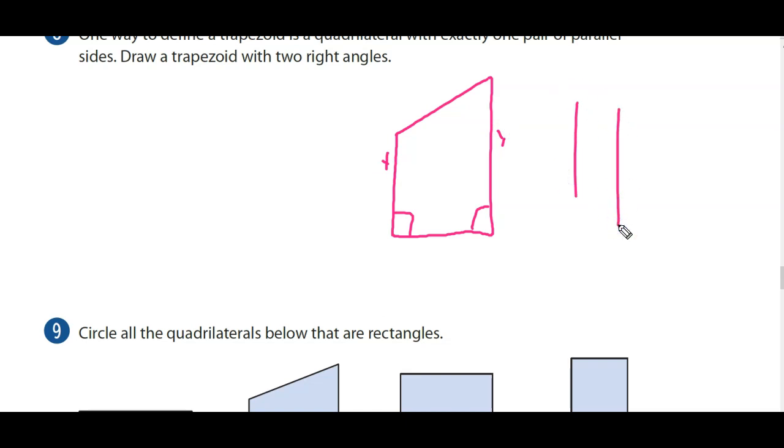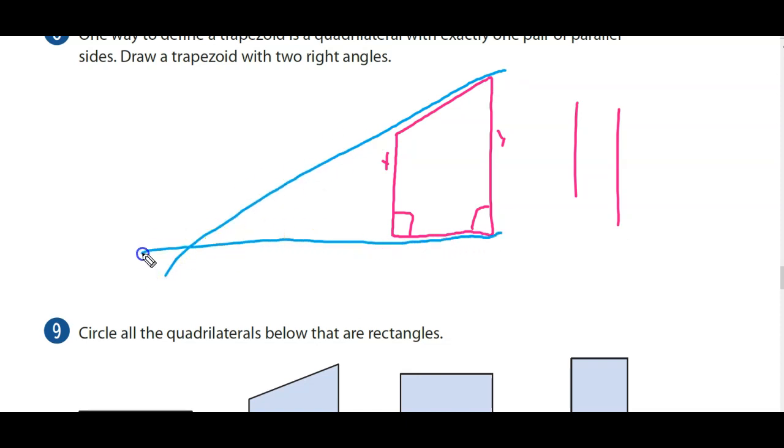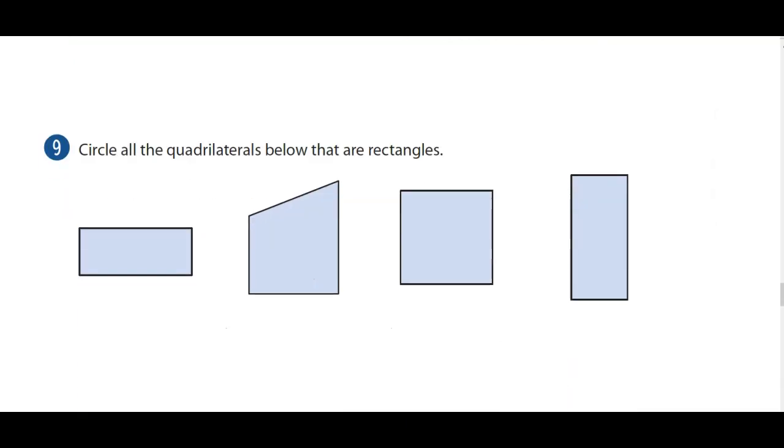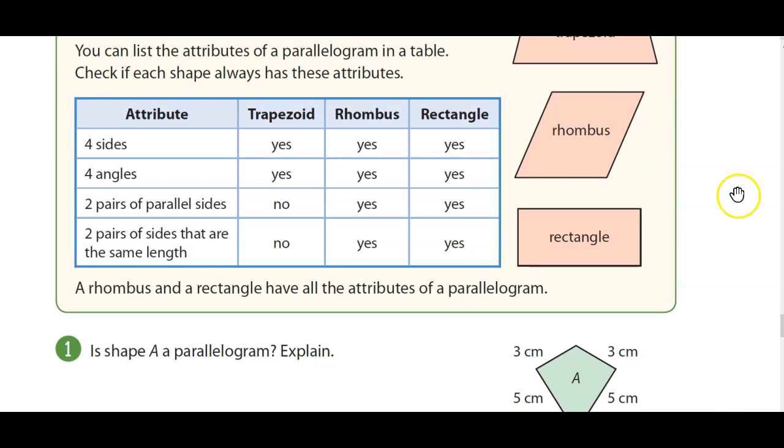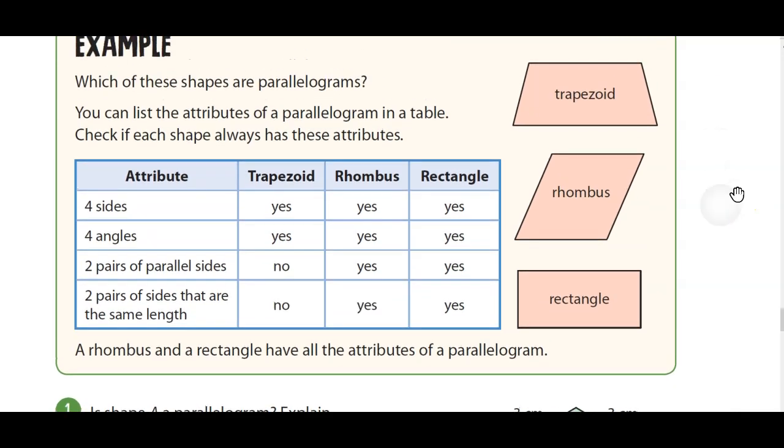If I extend this side forever and I extend this side forever, they won't cross. But if I do this side and extend it, eventually it will cross right here. So that's why the bottom and the top are not parallel to each other. Just a little chart that shows you the differences between a trapezoid, a rhombus, and a rectangle.